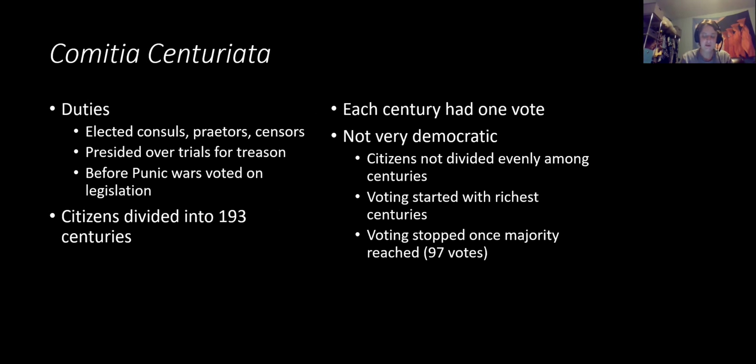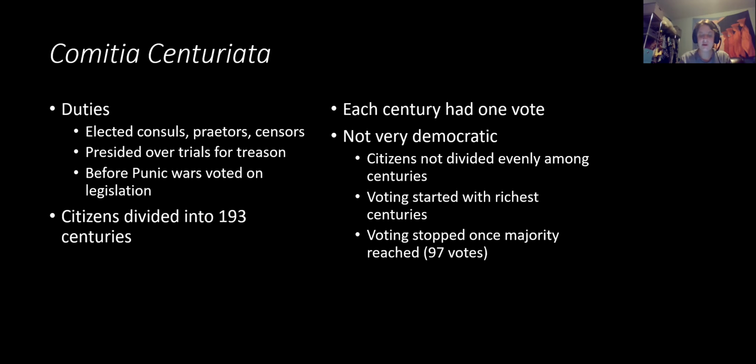The first of these assemblies was known as the Comitia Centuriata. It was charged with electing consuls, presiding over treason trials, and before the Punic Wars, it would vote on legislation. It also elected praetors and censors. The citizens of Rome were divided up into 193 different centuries based on wealth, as determined by the census. Each century had 1 vote. To determine how a century would vote, members voted amongst themselves. Whatever the majority of this vote was would be what the century officially voted for.